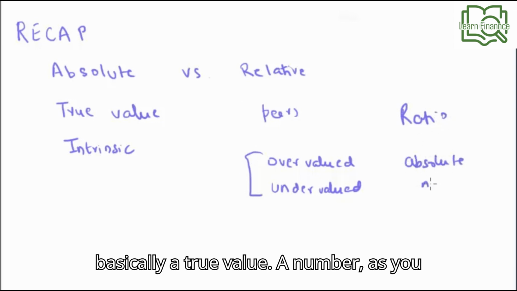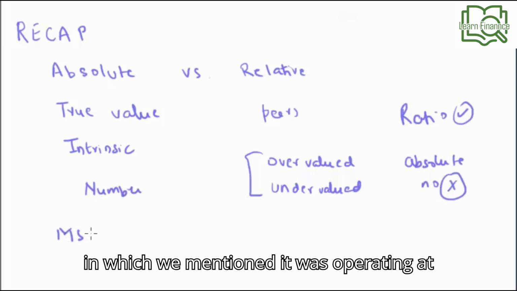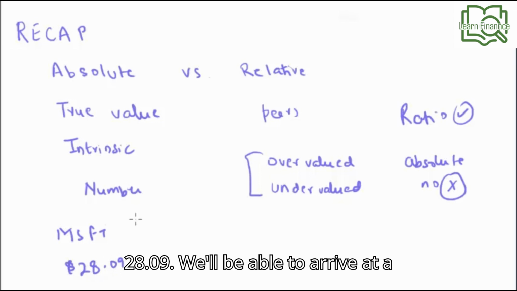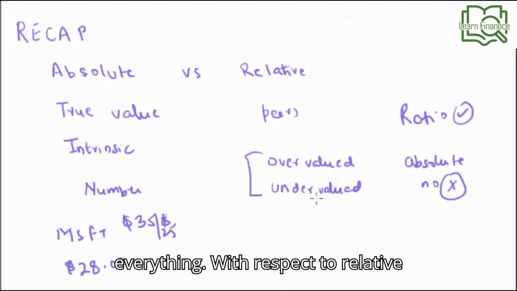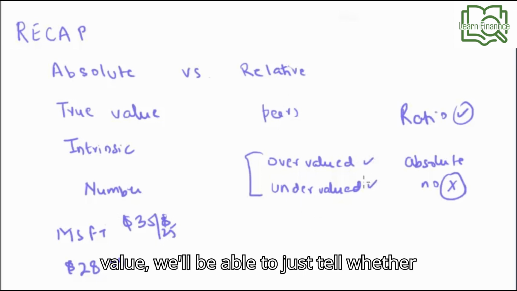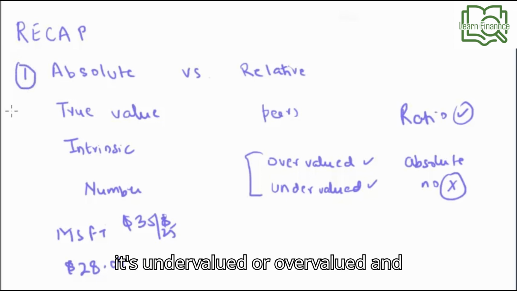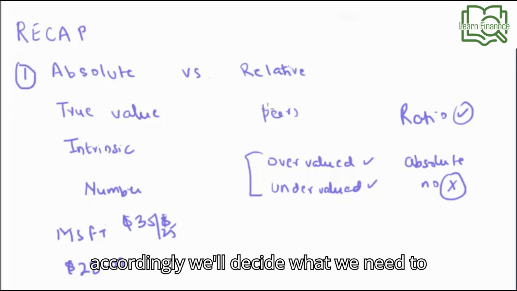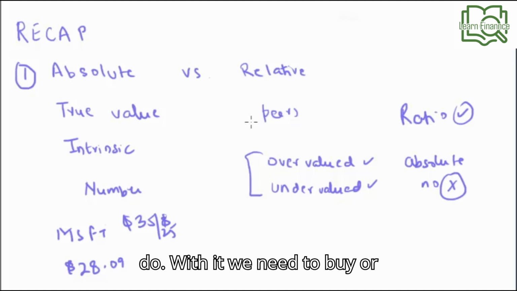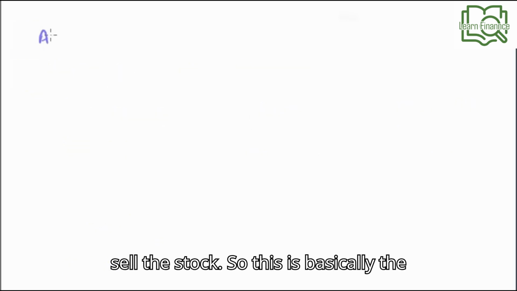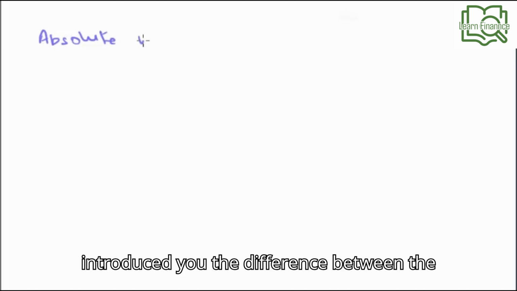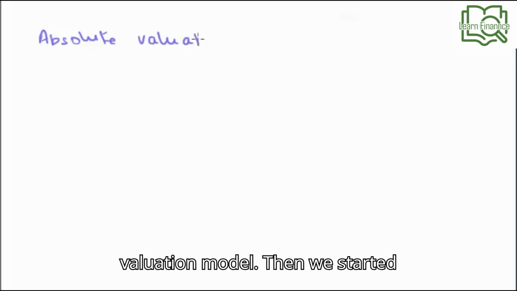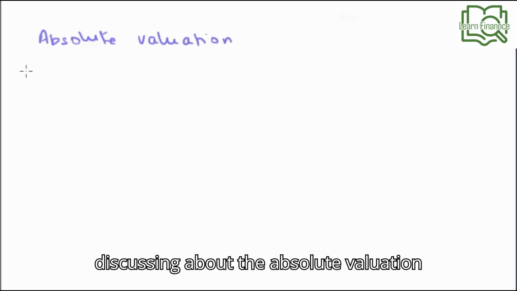A number, as you would remember the example of Microsoft, in which we mentioned it was operating at 28.09. We'll be able to arrive at a particular number, whether that's 35 or 25, depending upon the forecast and everything. With respect to relative value, we'll be able to just tell whether it's undervalued or overvalued, and accordingly we'll decide what we need to do with it. We need to buy or sell the stock. So this is the first topic we discussed, where we introduced the difference between the absolute valuation model and relative valuation model. Then we started discussing the absolute valuation model.